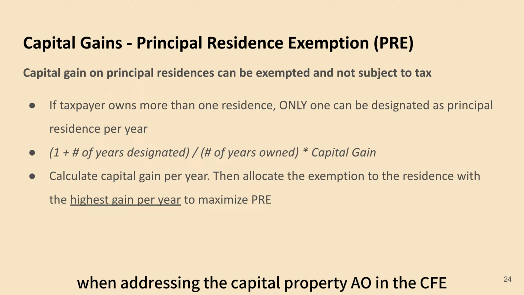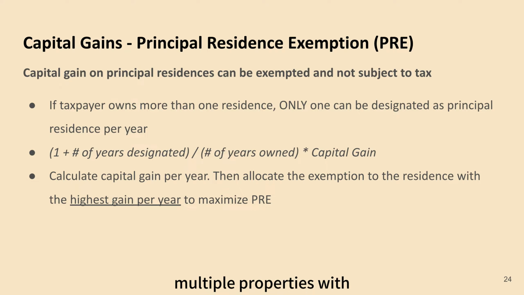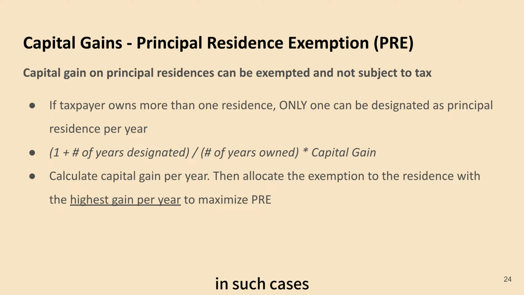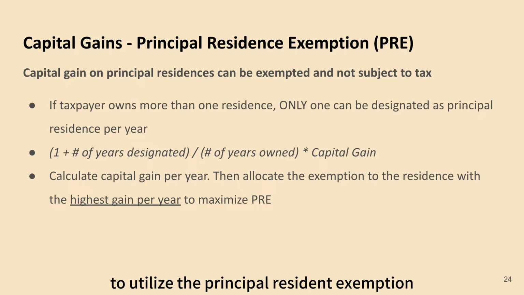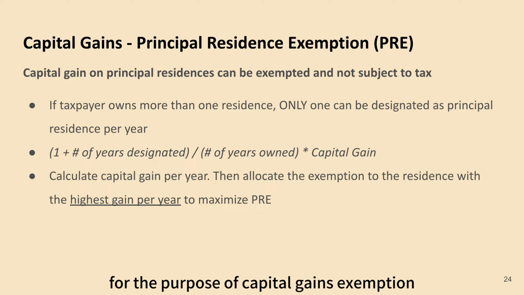When addressing the capital property AO in the CFE, scenarios often involve taxpayers owning multiple properties with estimated fair values and ACB provided. In such cases, advising clients to utilize the principal residence exemption to exempt capital gains becomes crucial. It's important to highlight that taxpayers can designate only one property as their principal residence per year per family for the purpose of capital gains exemption.